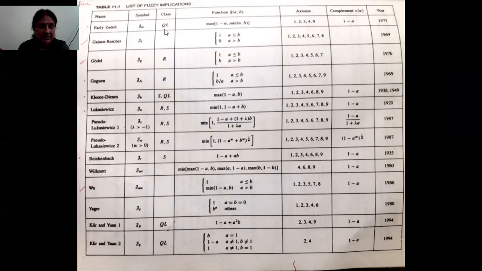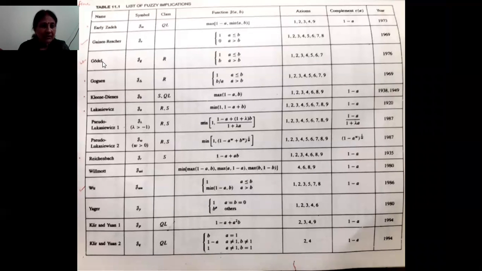So this Zadeh, this is a QL implication. The function is defined like this, and this satisfies these 5 axioms. The complement is standard complement, and the year when it was defined is written in this. This is a copy from the book of Klir. Then Kleene-Dienes, this Gödel.